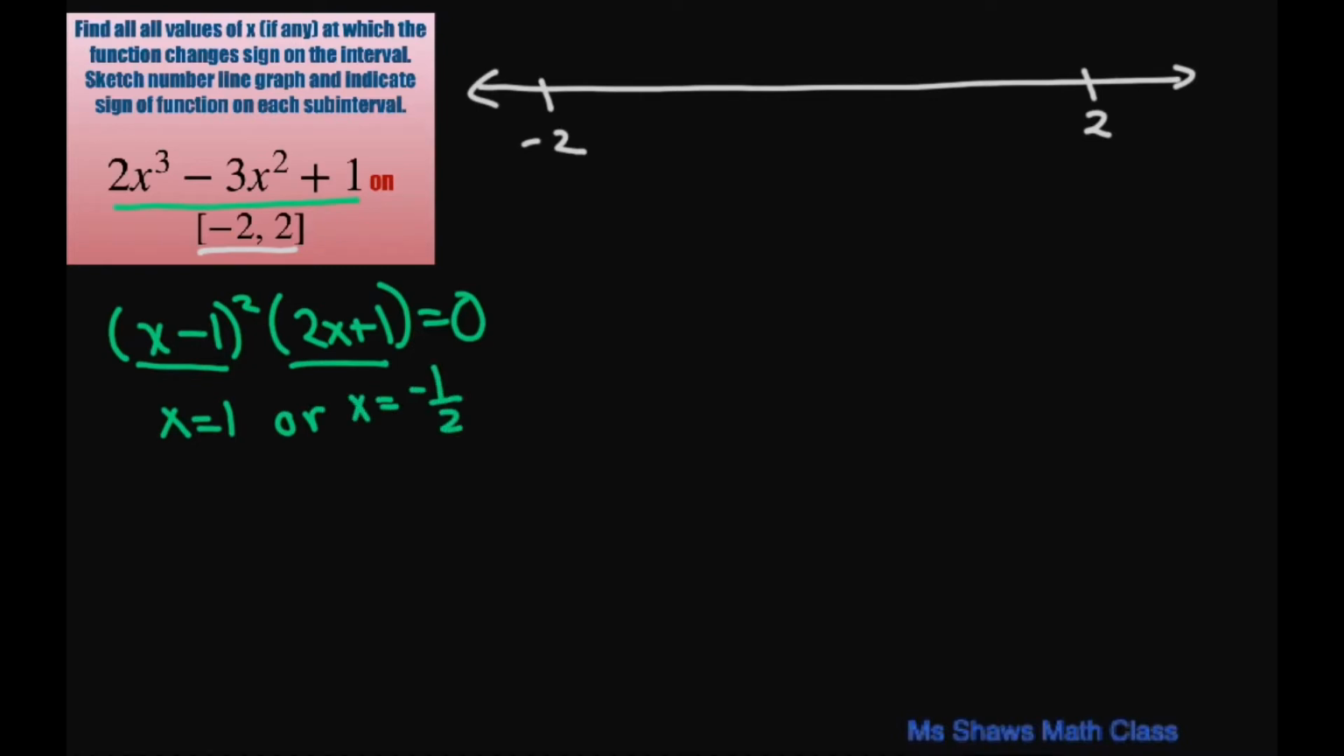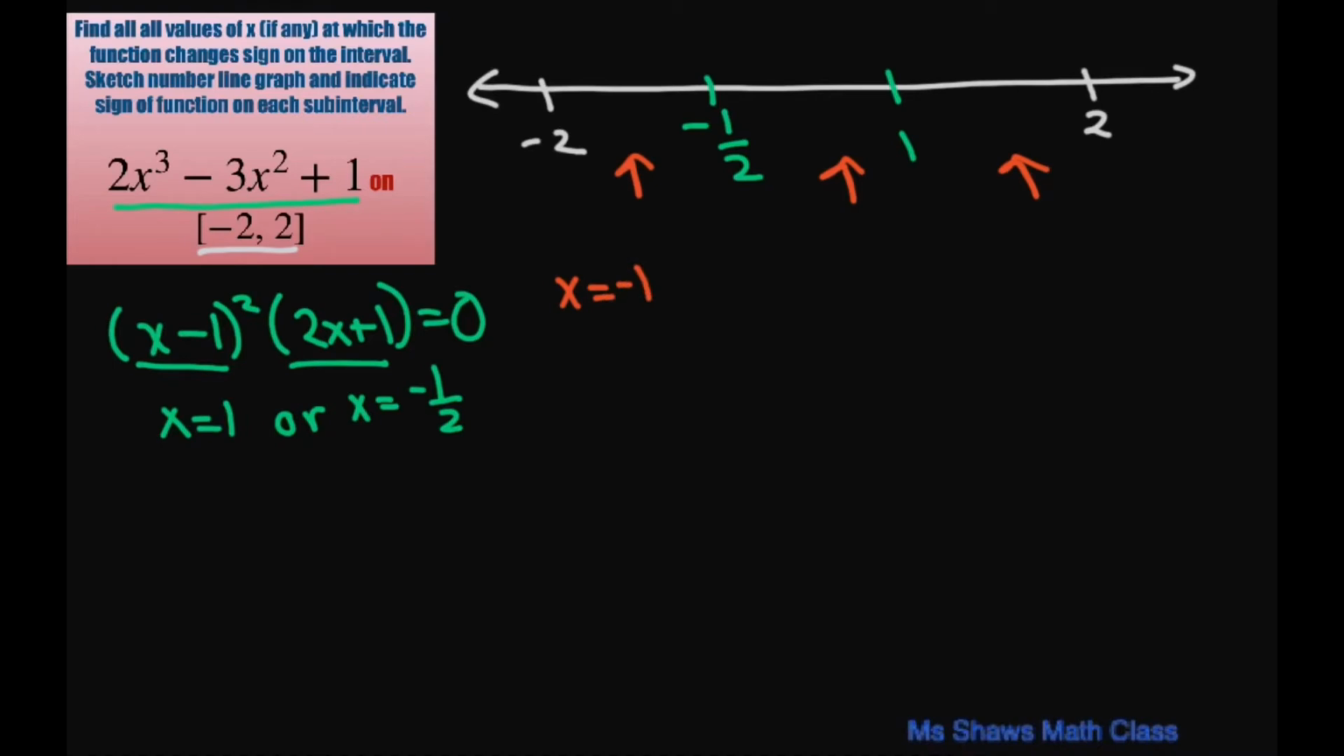So let's put that on our diagram. So I'll put -1/2 here and 1 here. It doesn't have to be to scale or anything. All right, so there we have that. And now we're going to test points in between these points here. So first, let's test for x is -1.